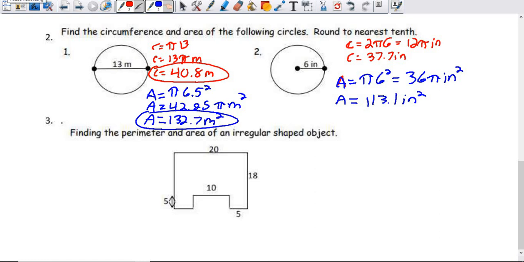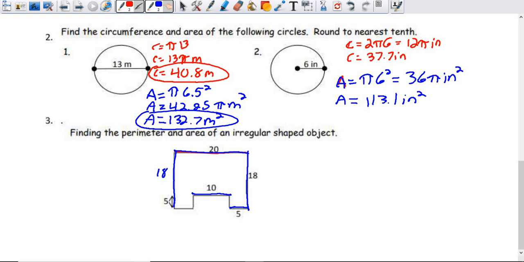Now, on our next problem, they want us to find the perimeter and area of an irregular figure. So what we need to do, guys, you need to think about this. If we're going to find the fence, we need to know every piece, right? So we know this piece is 20. We know this piece is 18. We know this piece is 5. We know this piece is 10. And we know this piece is 18. You can ignore the 5 for a moment, but we still need it.